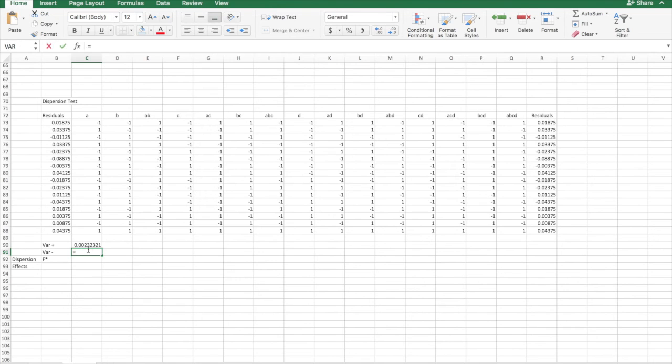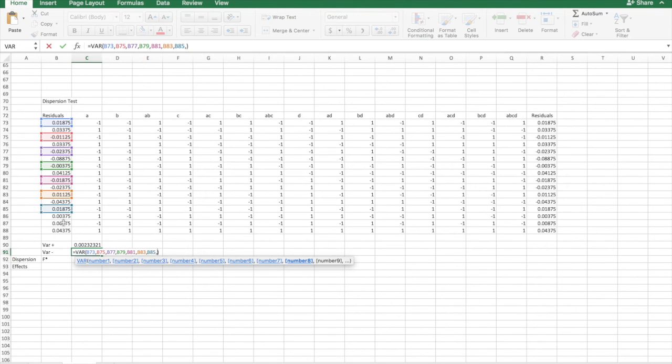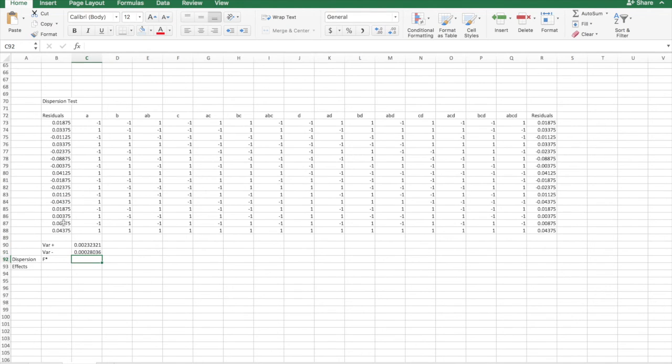Then we're going to do it when the factor is low. So select 1, skip 1, select 1, skip 1 for A. And then the F is going to be the natural logarithm of this divided by this. And we're going to do this for all the data.